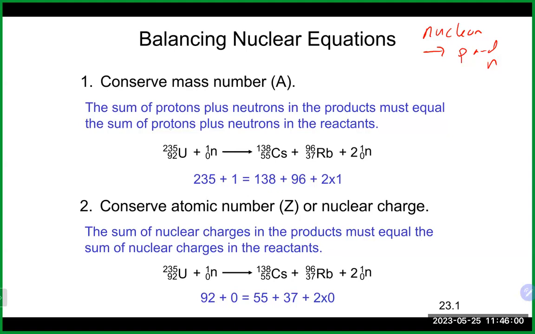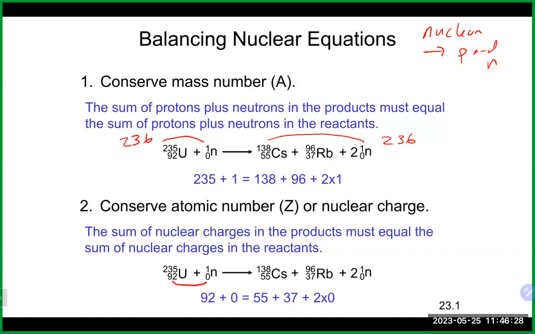When you add up all the mass numbers on the left-hand side, so in this case, it looks like 236, and you add up all the mass numbers on this side, which is a 138, a 96, and you do need to multiply the coefficient there by the number on top. So that would be 2 times 1, which would be 2, gives us 236 on the right-hand side, and that would be technically balanced.